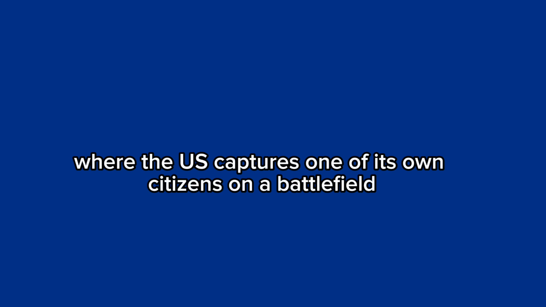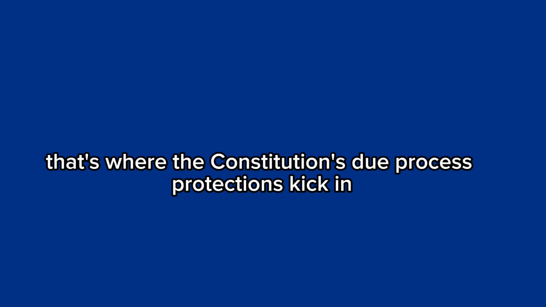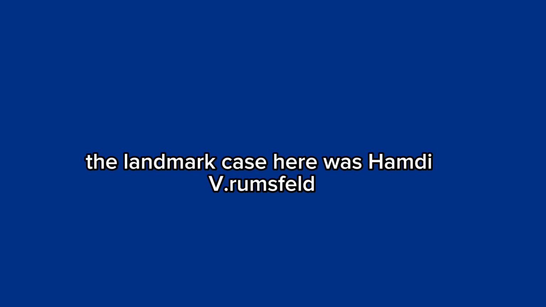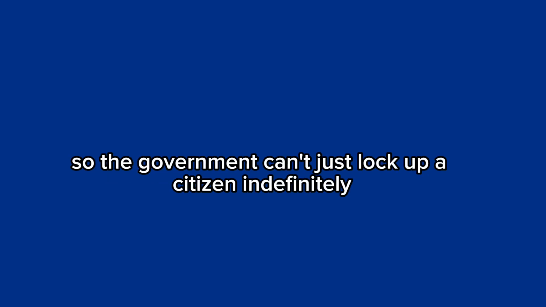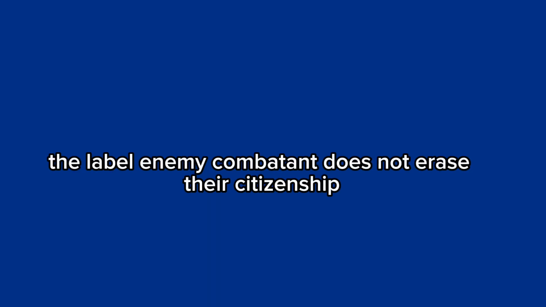But what happens in that gray area where the U.S. captures one of its own citizens on a battlefield and labels them an enemy combatant, like we saw after 9/11? That's where the Constitution's due process protections kick in. The landmark case here was Hamdi v. Rumsfeld. And what did the court say? The court ruled that an American citizen who was detained as an enemy combatant still has due process rights. They have to be given notice of the reasons for their detention, and they must have a fair opportunity to challenge that detention before a neutral decision maker. So the government can't just lock up a citizen indefinitely without any review? No. The label enemy combatant does not erase their citizenship and the rights that come with it.